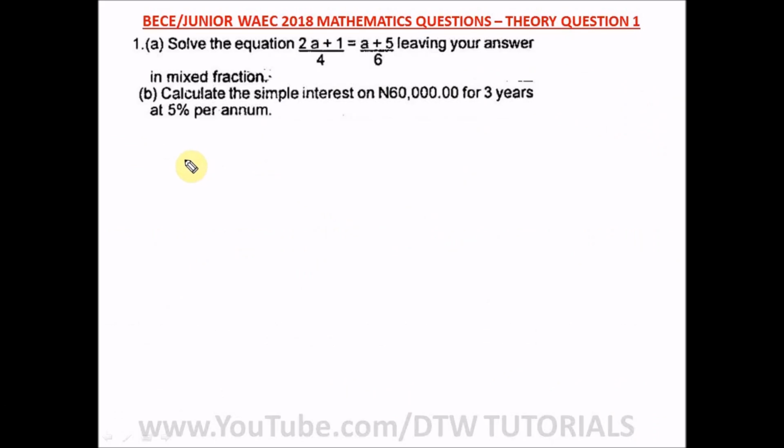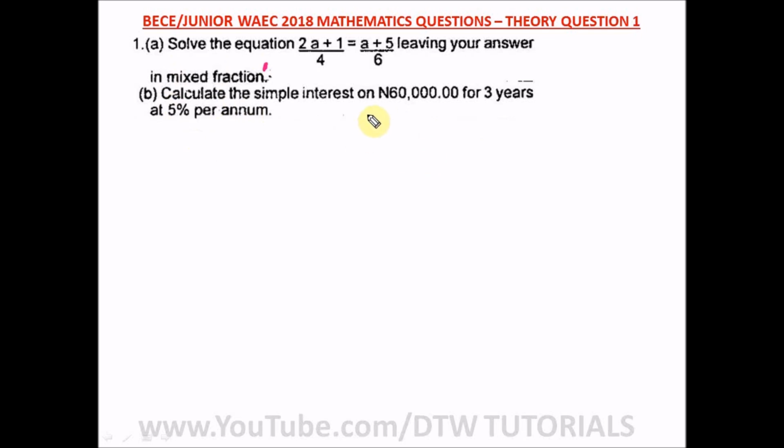Question 1 of the Lagos State BECE 2018 Mathematics past question. That's your Junior WAEC. We're looking at the theory questions now, and question 1 in our theory section says, solve the equation (2a + 1)/4 = (a + 5)/6, leaving your answer in mixed fraction. Now you can see we have 2 questions here. It says solve this equation, then finally leave your answer in what? Mixed fraction. So don't forget this, because this will also carry a mark. And B, we have this.